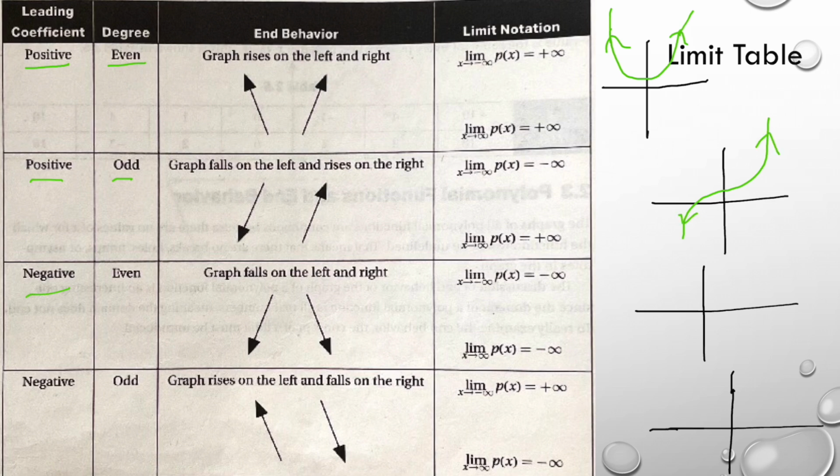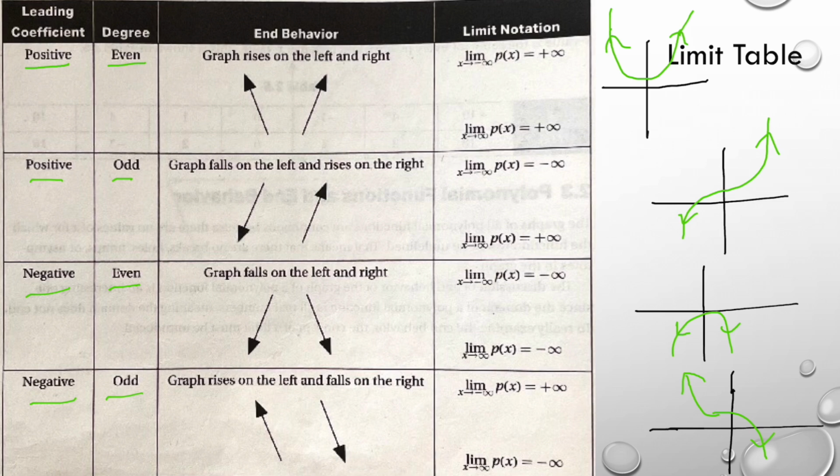If it's negative and you have an even degree, it's going to fall on both ends. It's going to fall like this, okay? If the leading coefficient is negative and the degree is odd, we have rising on the left and falling on the right, something like this. Now, there is no explanation for this. You just have to note down the table and remember for what combinations of leading coefficients and degree does the graph rise or fall on the right or left. That is the only thing here.